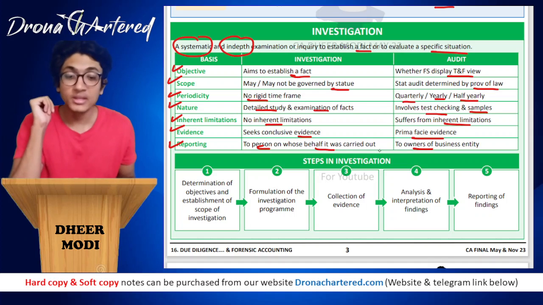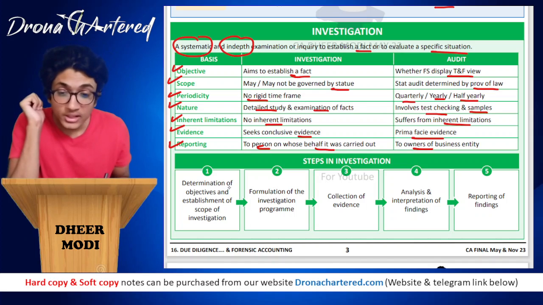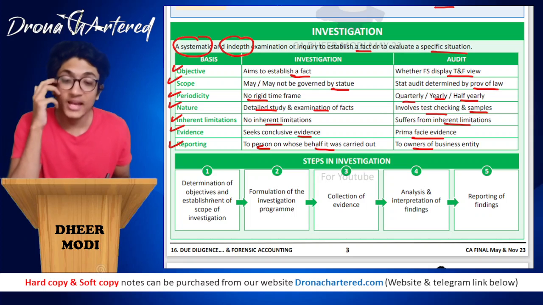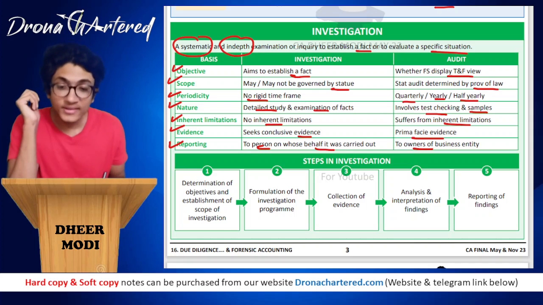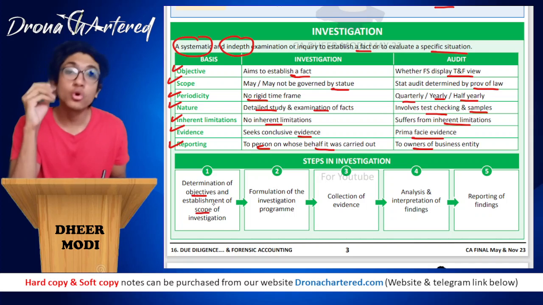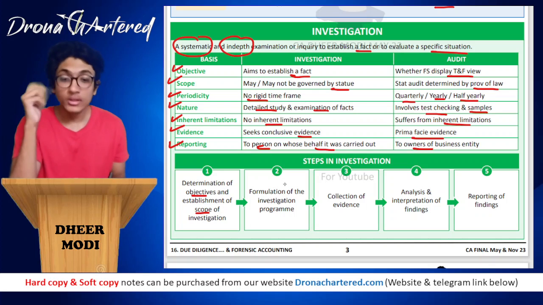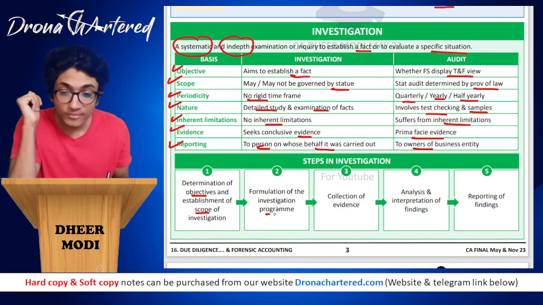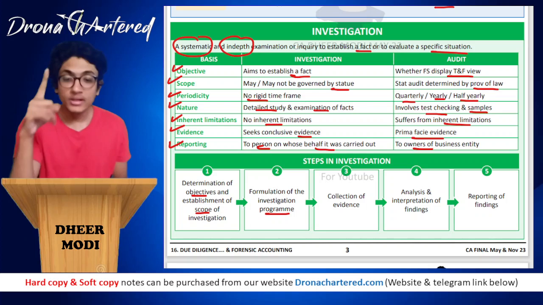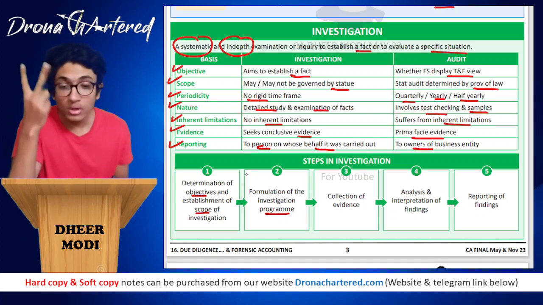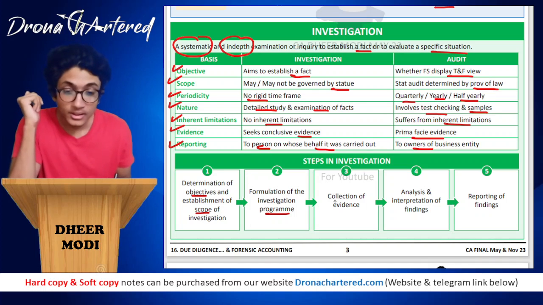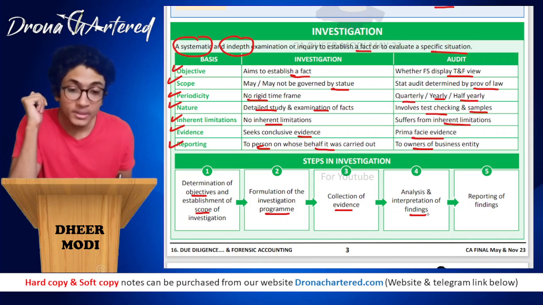Now, what are the steps in investigation? There are 5 steps in investigation. First is your determination of objectives and establishment of scope of investigation. So first is your objective and scope you have to determine. Now what is your second? Second is your formulation of your investigation program. So first we did your objective and scope. Second is your formulation of program. Third is collection of evidence. Fourth is analysis and interpretation of findings.